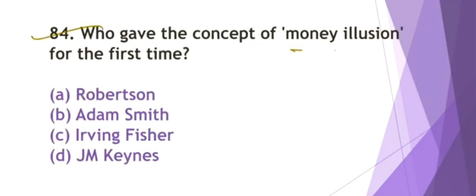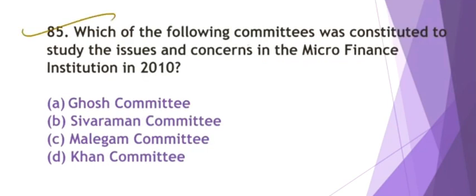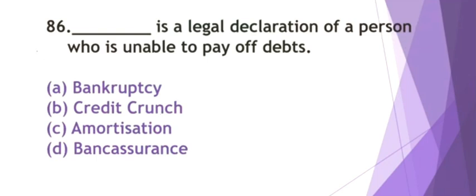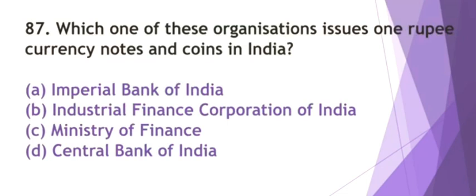84. Who gave the concept of money illusion for the first time? Irving Fisher is the right answer. 85. Which of the following committees was constituted to study the issues and concerns in the microfinance institutions in 2010? Option number C, Malegam Committee. 86. Dash is a legal declaration of a person who is unable to pay off debts. Option number A, bankruptcy.